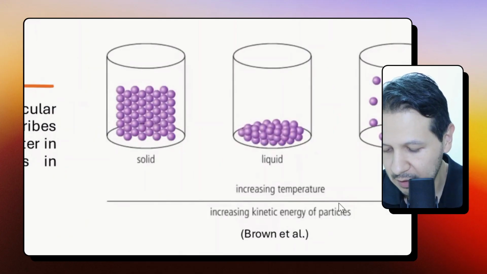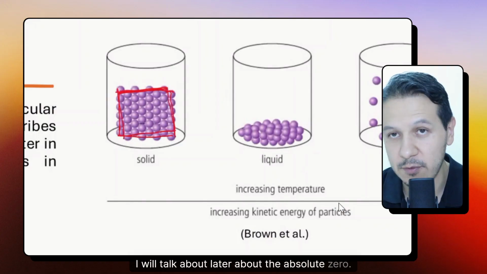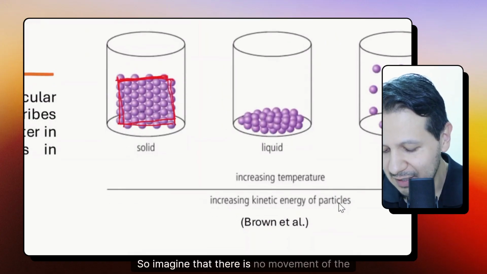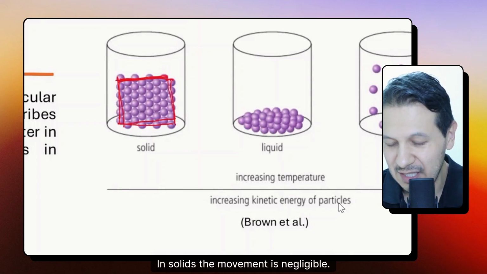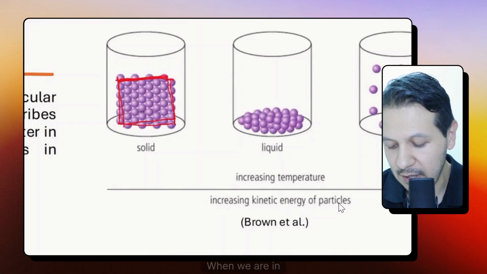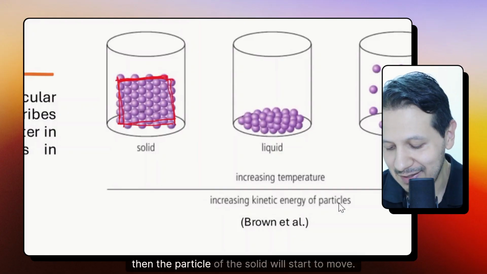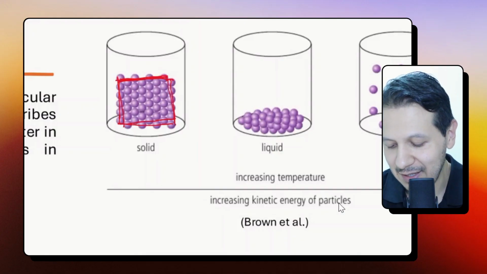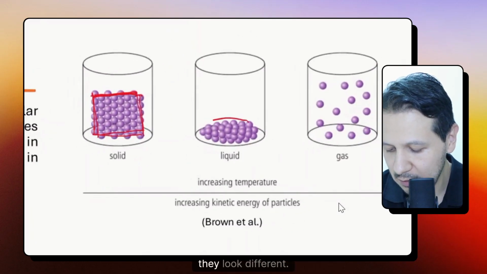You see here in the solids, there is no movement in the particles. Let's say there is no movement in the particles. I will talk later about absolute zero. So imagine that there is no movement of the particles at all. In solids, the movement is negligible. We will talk about that when we are increasing the energy, then the particles of the solid will start to move.